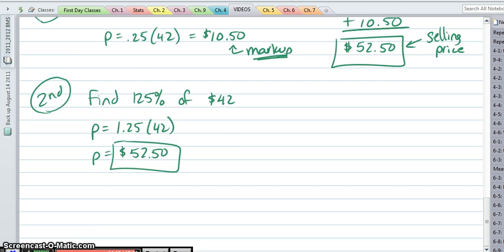Please get out page 36 and work through number 5. You may hit pause, and then when you're ready to see the solution, you may hit unpause.